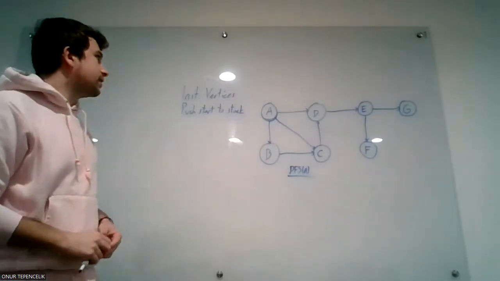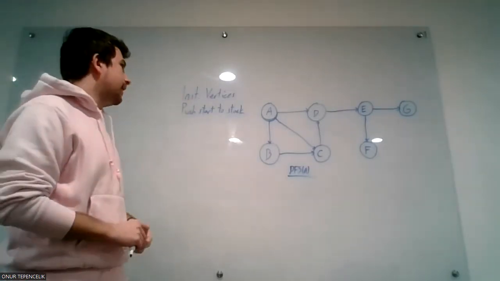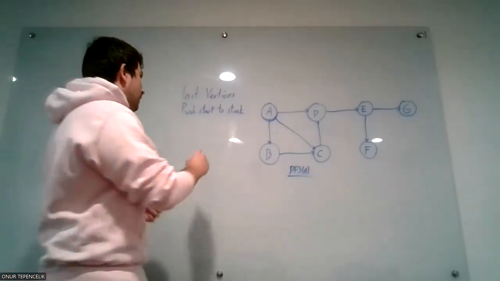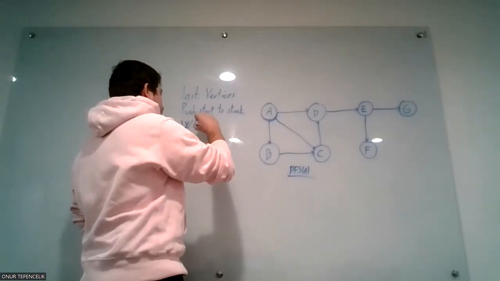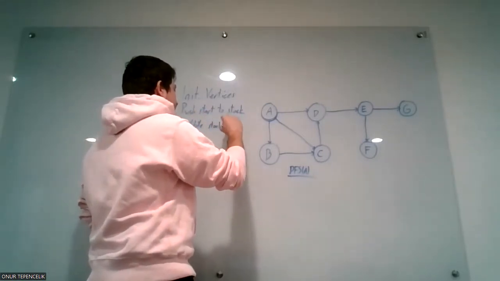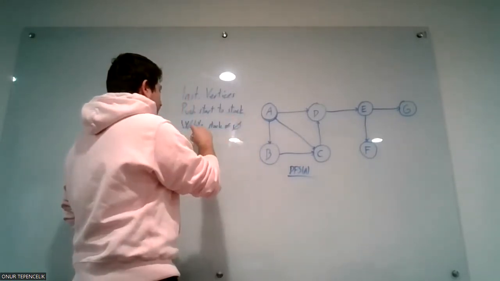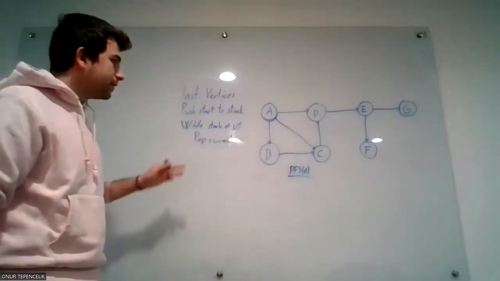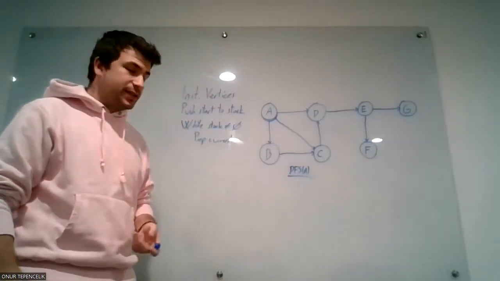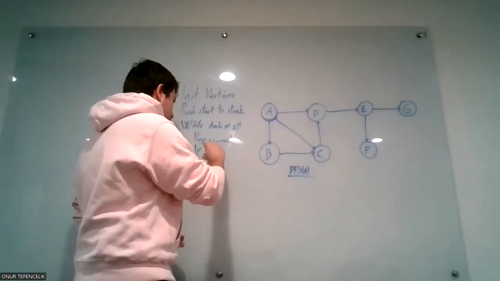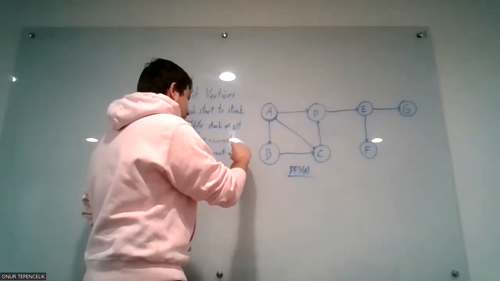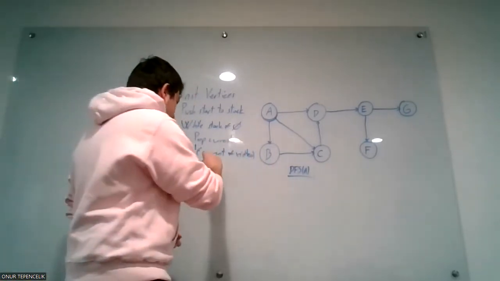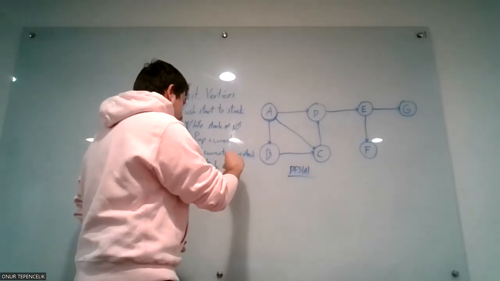So the DFS algorithm starts with initializing the graph, and then we push the starting node to the stack. And after that, while the stack is not empty, we pop from the stack, pop current. And then if the current node is not already visited, we mark that node as visited.